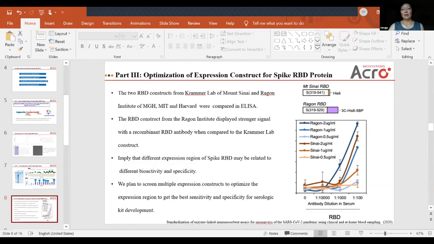And also we have some feedback from other customers. They also show that different expression regions of the RBD can give you different detection sensitivity in their tests. So based on that information, we are planning to screen multiple expression constructs to optimize the expression region to get the best sensitivity and specificity for your serological kit development.